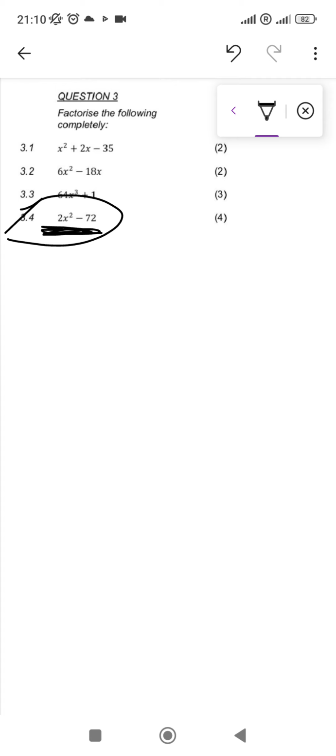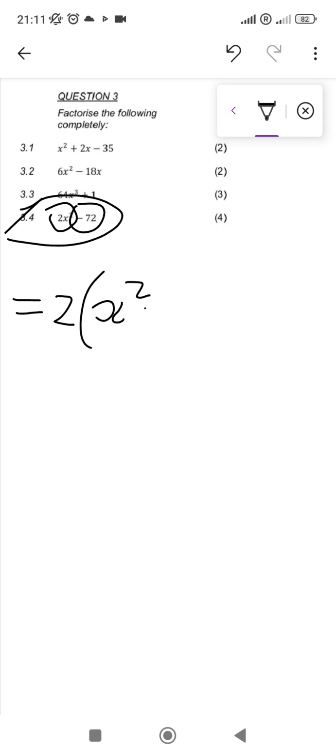So if you look at both of those, there's a factor of 2. 2 goes into both of our terms over here. Right, so we are going to write down the 2, which is a common factor, and then we open a bracket. So if this term is divided by 2, you are left with the x squared. If this term is divided by 2, you are left with a minus 36.